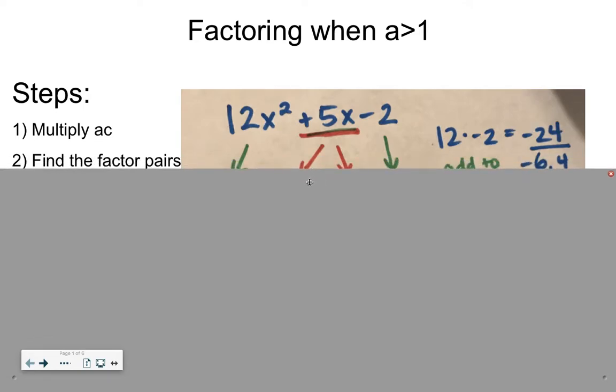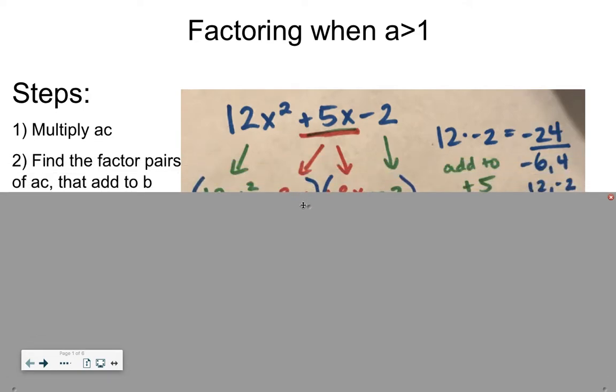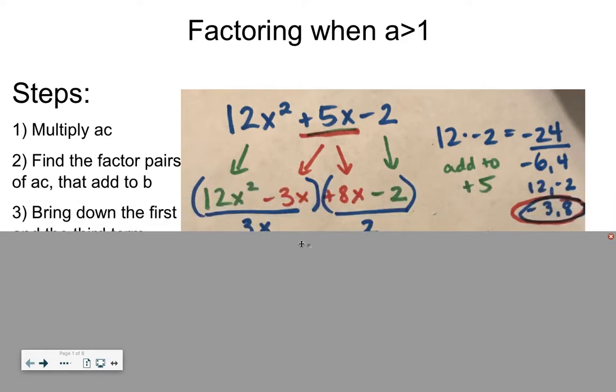Step 2 says to look for factor pairs of ac that add to b. So we're going to start to look for factor pairs, and those are over here. Factor pairs of negative 24: negative 6 and 4, 12 and negative 2, negative 3 and 8. The one that adds to a positive 5 is negative 3 and 8. So then I'm going to move on to step 3.